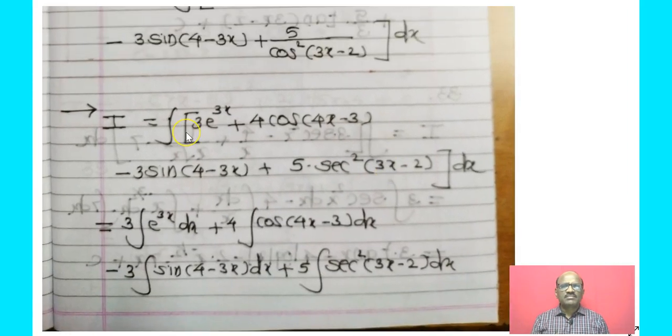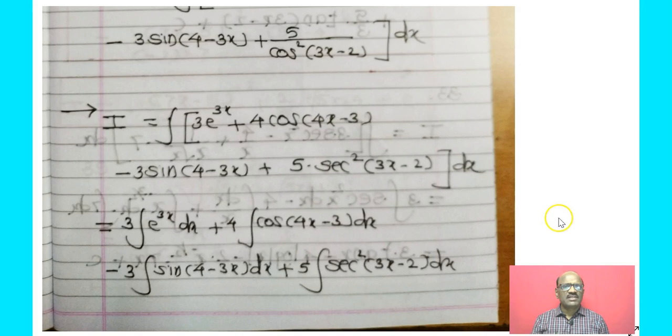Now next, integral of e raised to 3x is e raised to 3x upon derivative of e raised to 3x, that means 3. Next 4 cos of 4x minus 3. The integral of cos of 4x minus 3 is sin of 4x minus 3 upon derivative of 4x minus 3, that is 4. That will be 1 upon 4. And the integral of sin is minus cos. And sec square: the derivative of tan is sec square. Therefore the integral of sec square is tan of 3x minus 2.